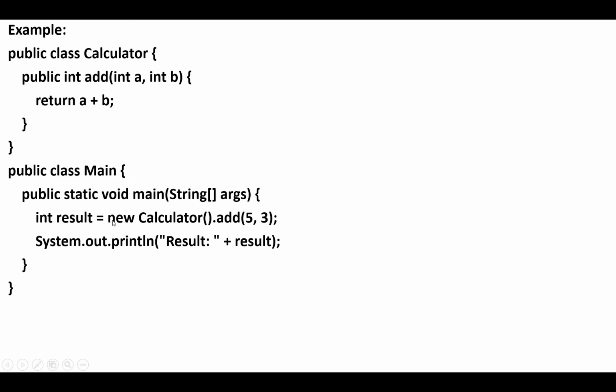So we don't use any reference variable. It is an example of an anonymous object. We directly use it without providing it any reference variable.